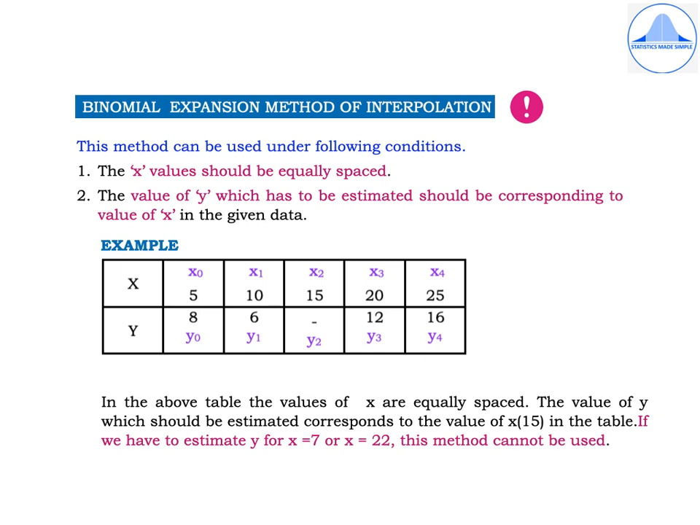Now in the above table, you see that the x values are equally spaced. They have a difference of 5 and the value of y which should be estimated corresponds to the value of x 15 in the table. Now if we have to estimate y for x equal to 7 or x equal to 22, this method cannot be used because the values 7 and 22 for x do not belong to the table. So the conditions under which the binomial expansion method is applicable can be asked as a two-marker.